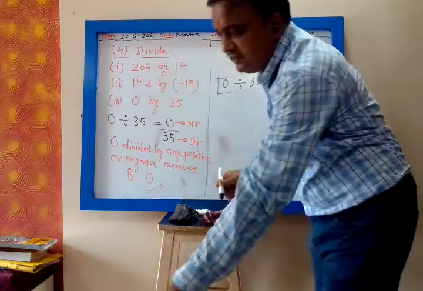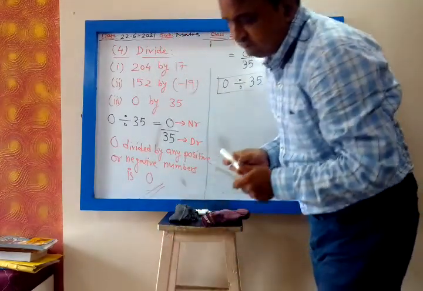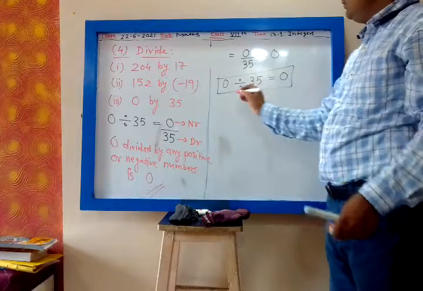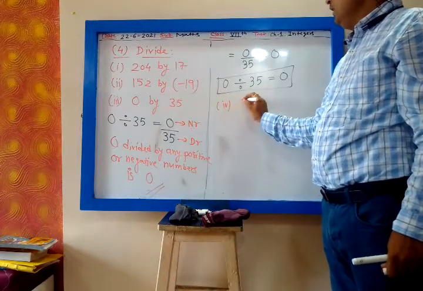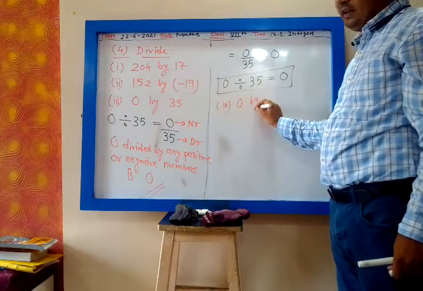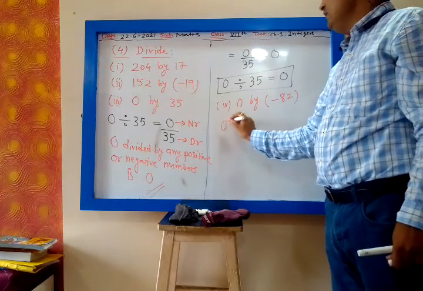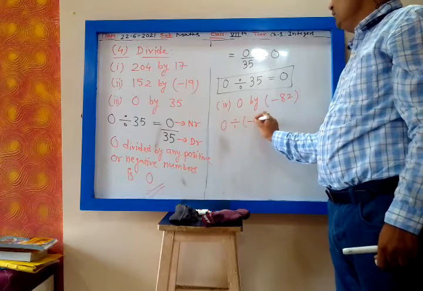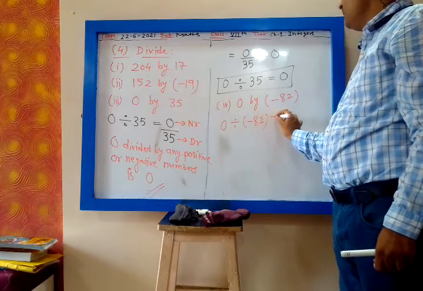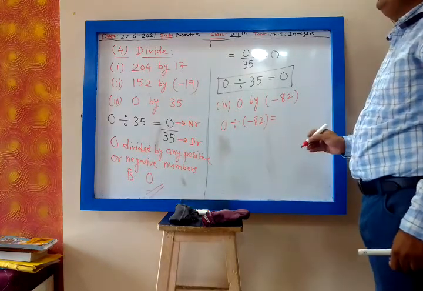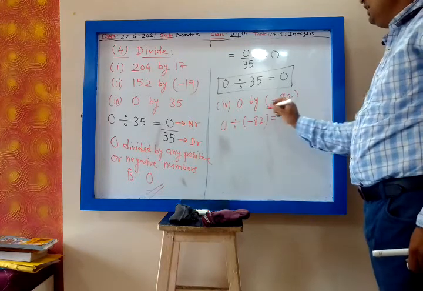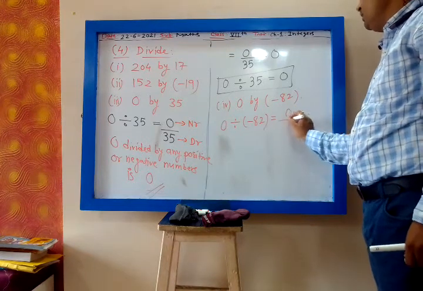0 divided by 35 will be 0. Is it clear? Then next is the fourth one. 0 divided by minus 82. So this I can write as 0 divided by minus 82. What is A divided by B? A upon B. So 0 upon minus 82.